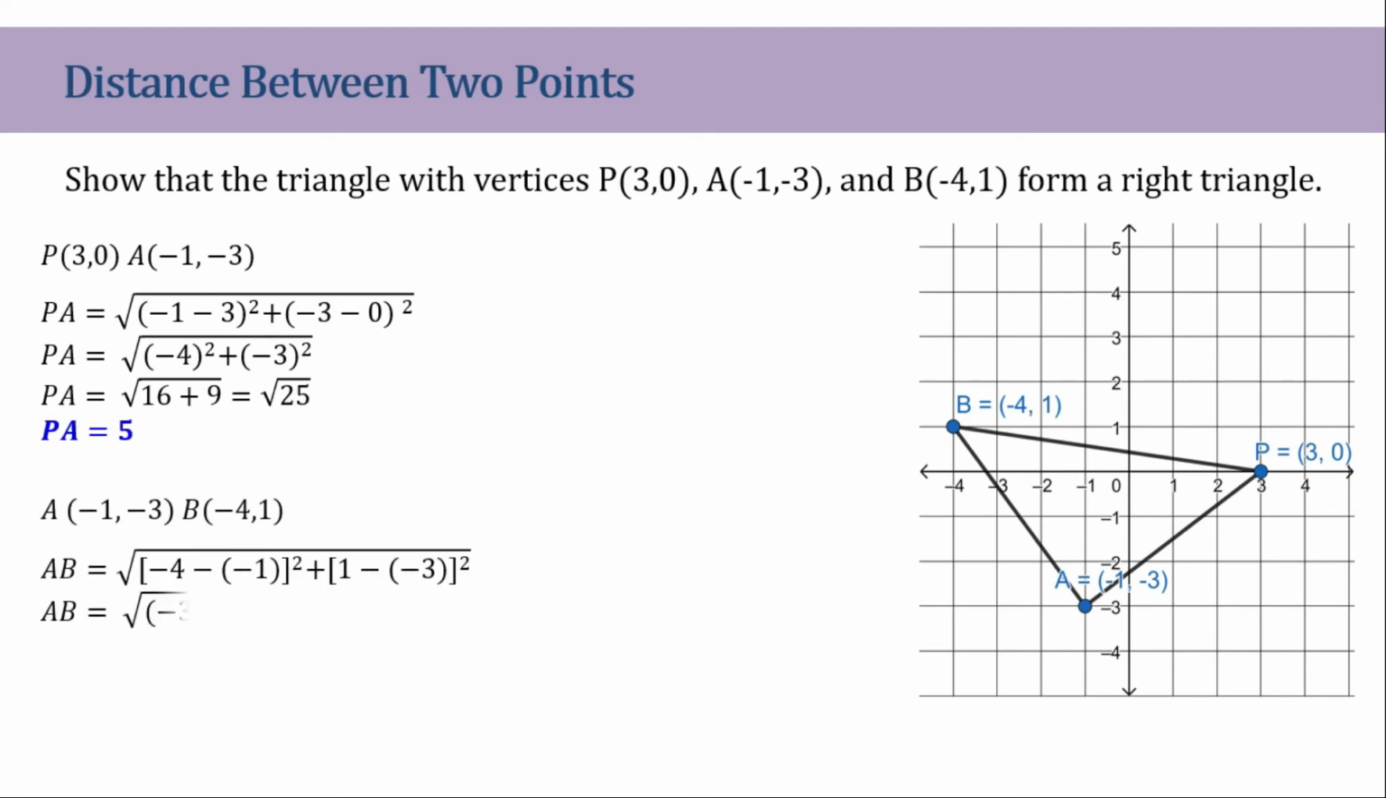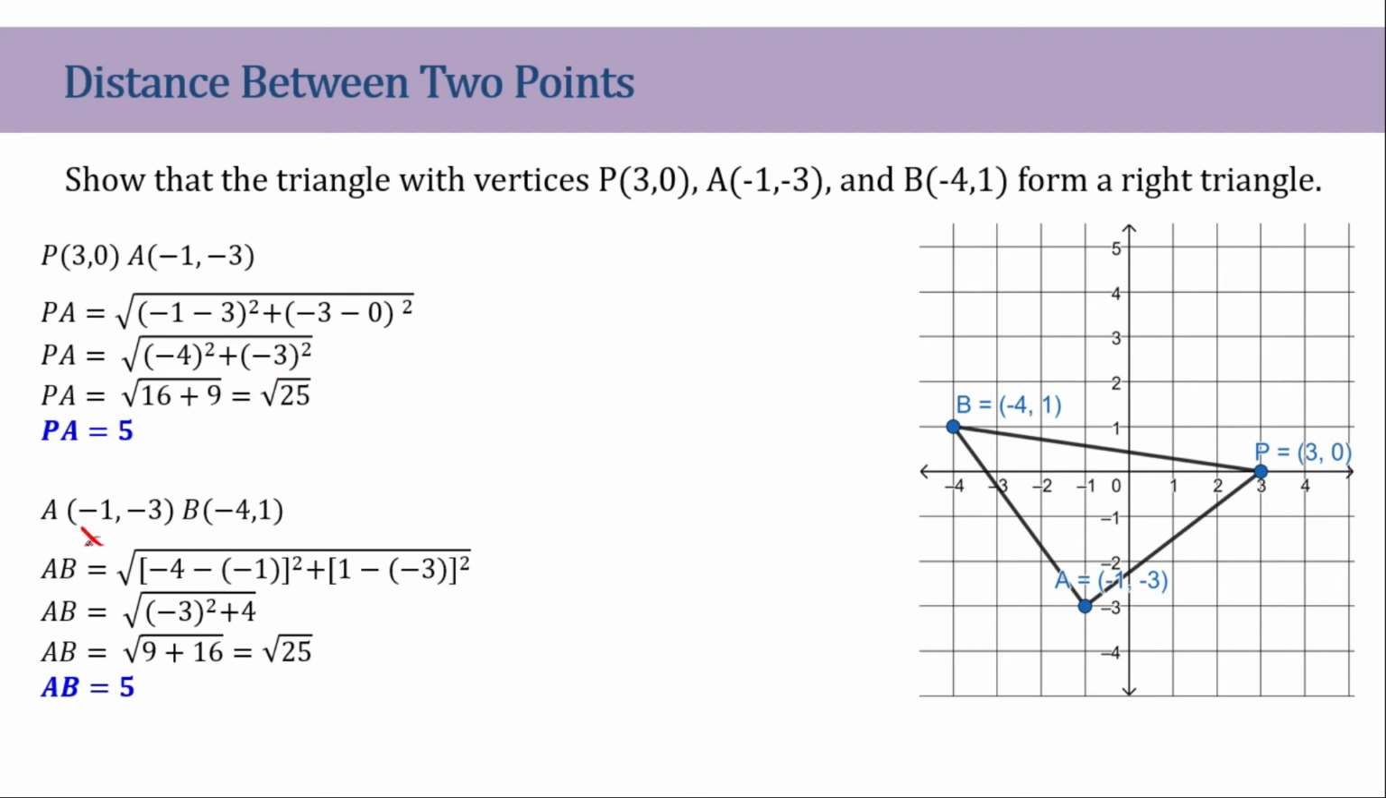For AB, we use the distance formula. If you're having trouble, let's just assume that this is x sub 1, y sub 1, x sub 2, y sub 2. So x sub 1, negative 1 minus 3, and negative 3 minus 0. Then we simplify it: negative 4 squared is 16, negative 3 squared is 9, and we have the square root of 25.